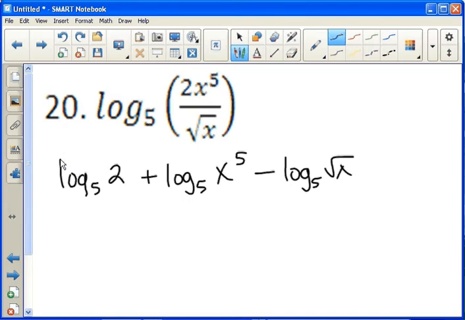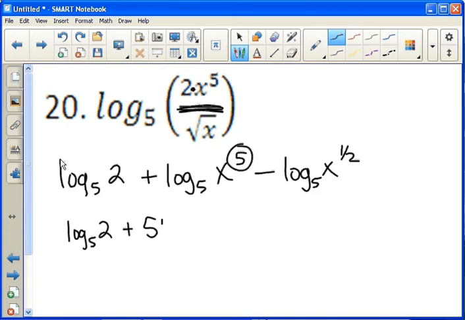Because I had 2 times x to the 5th divided by the square root of x. So the multiplication, 2 times x, became plus, the division became minus. Keep in mind, square root of x is the same thing as x to the 1/2, because the last step I would recommend is taking any exponents you have and rewriting them as coefficients. So I bring this 5 down front, and I bring this 1/2 down front. And that would be my final answer.